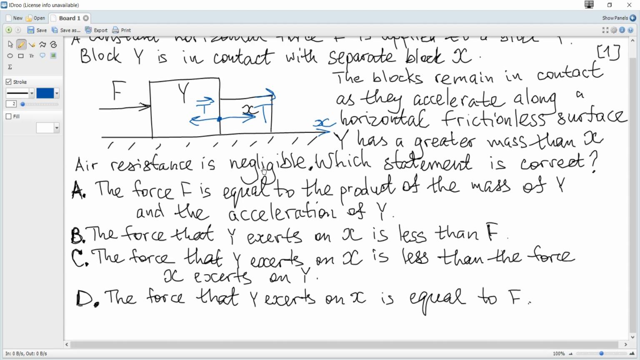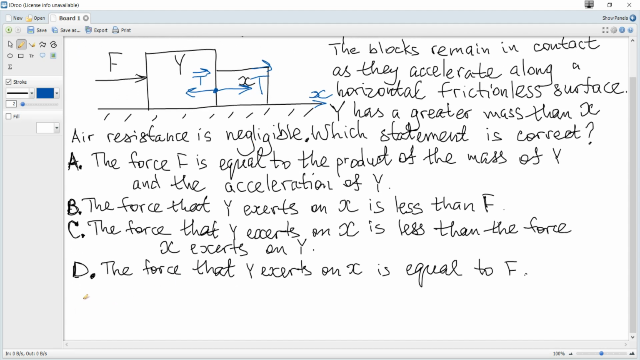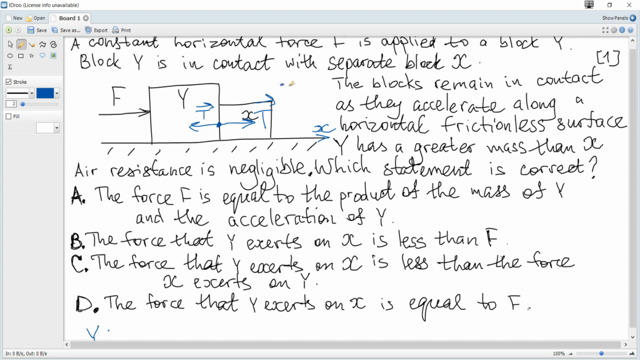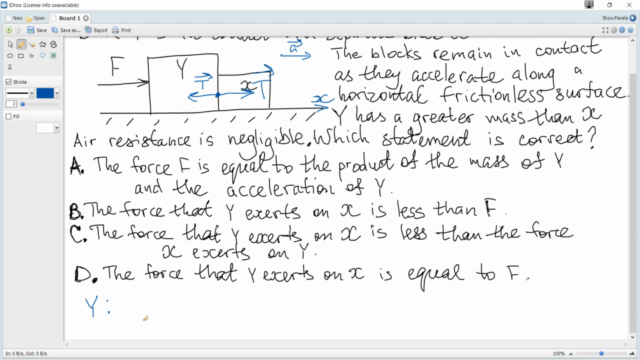And now let's consider Newton's second law for Y. Definitely there is acceleration to the right, and for the object Y, what forces are applied? F to the right, so it's positive F, minus T is equal to m_y a.